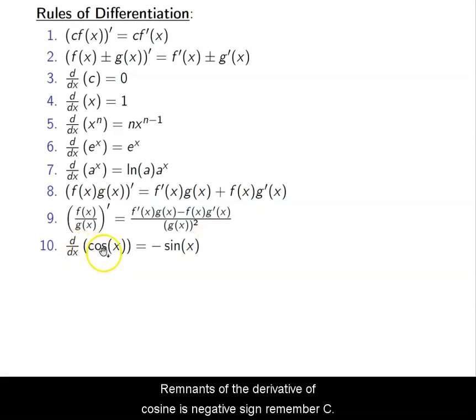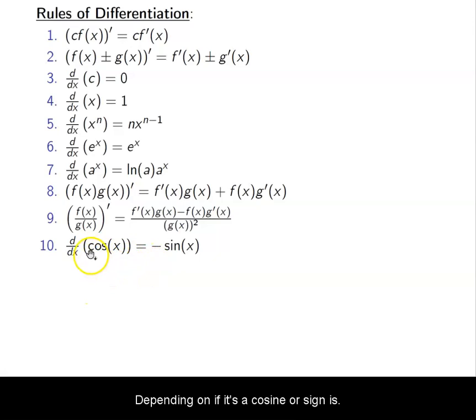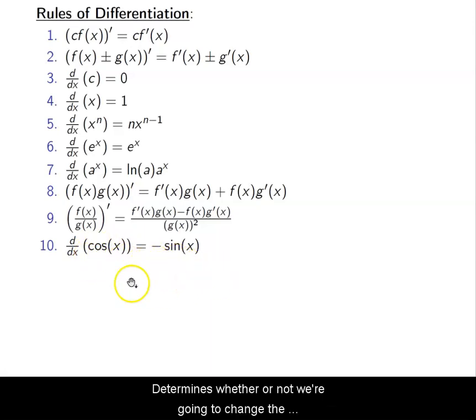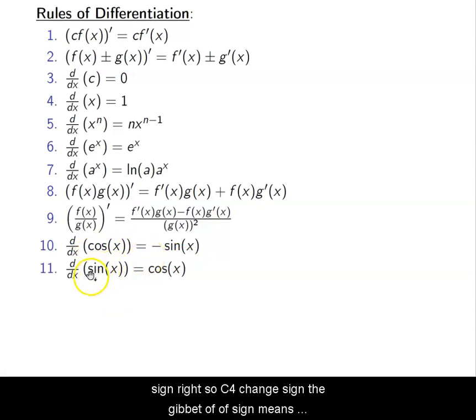So the derivative of cosine is negative sine. Remember C, right? I'm taking the derivative of a cosine function, so it changes sign. It always goes cosine, sine, cosine, sine, cosine, sine. But depending on if it's a cosine or a sine, it determines whether or not we're going to change the sign, right? So C for change sign. The derivative of sine means the sign stays the same, so it goes to cosine, but the sign stays the same.